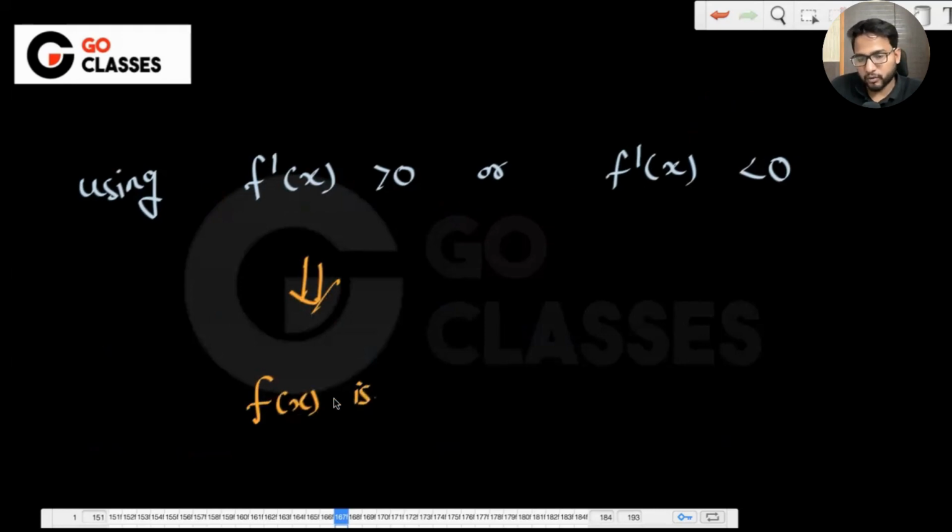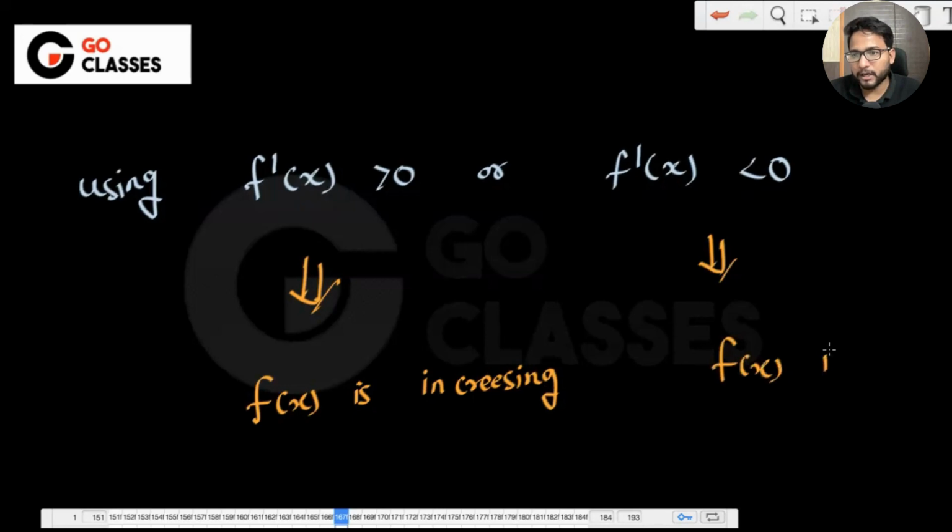f(x) is increasing. You talk about the f(x), right? No, you cannot say whether the slope is increasing or decreasing. f'(x) greater than 0 only tells the value of the slope, whether it is positive or negative. In future, whether it is increasing or decreasing, you don't know. So you can talk about the function: function f(x) is increasing. Similarly here, that's the only thing you can comment about, right? f(x) is decreasing.